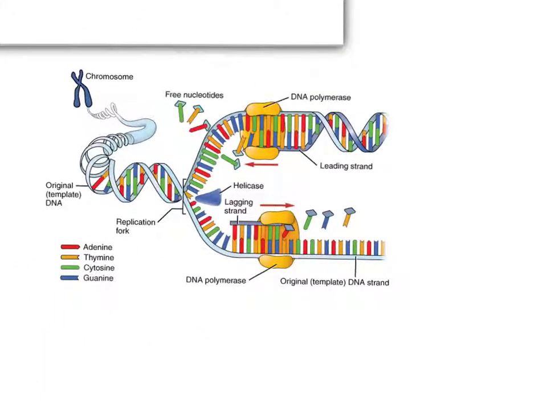In a slightly more complicated diagram, in fact possibly too complicated for what you need to know. But here we have our single DNA molecule, and along comes our DNA polymerase. You don't have to know about helicase, which is an enzyme which actually does the unwinding. You don't have to know that enzyme if you just know the enzyme DNA polymerase.